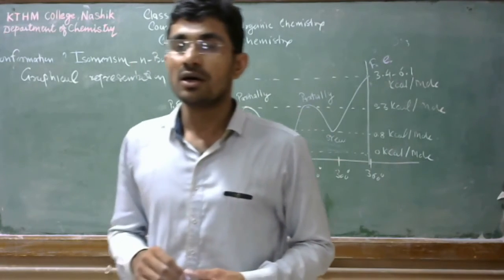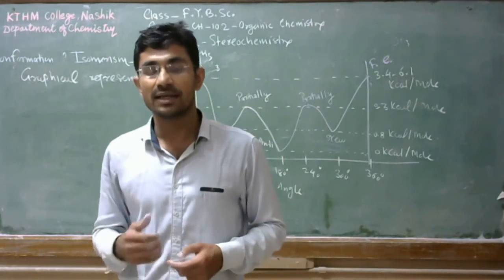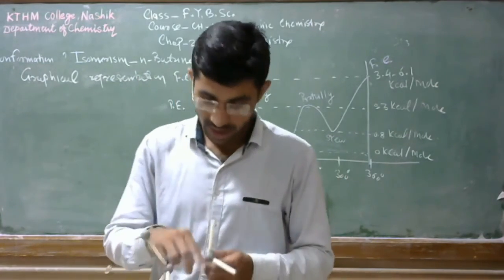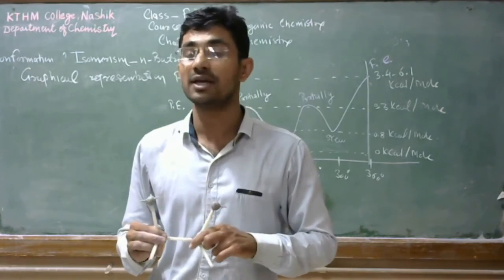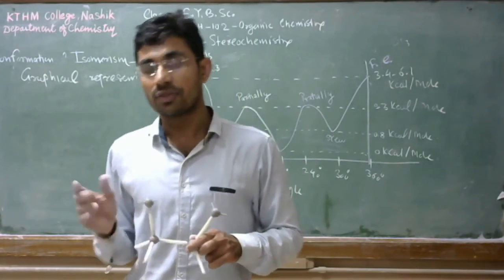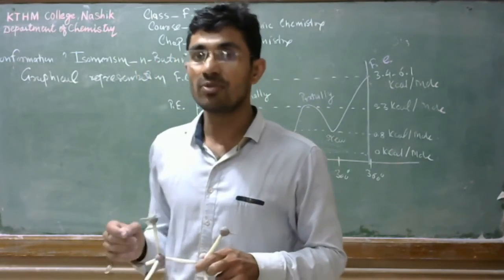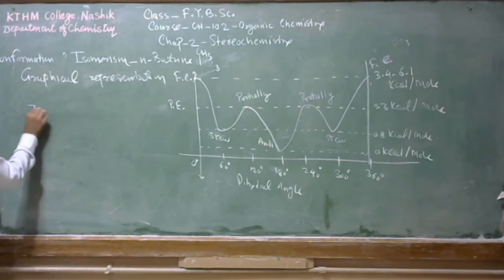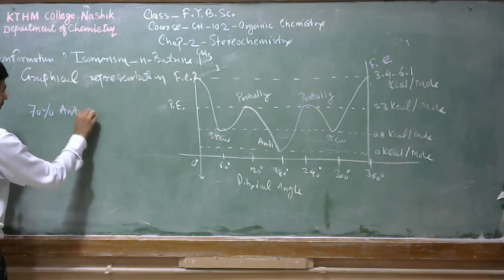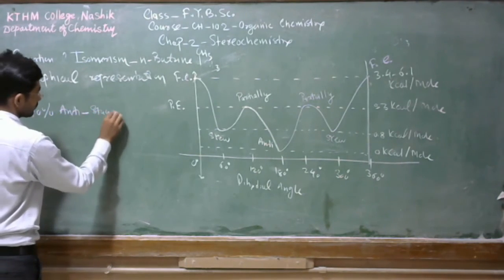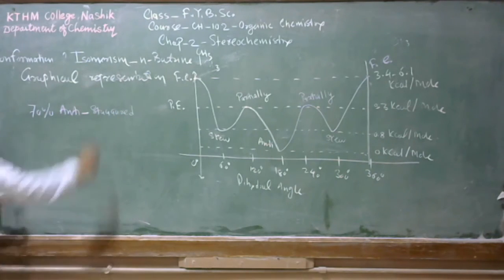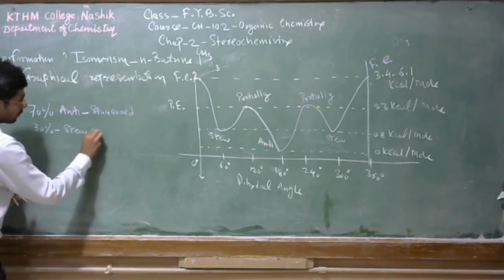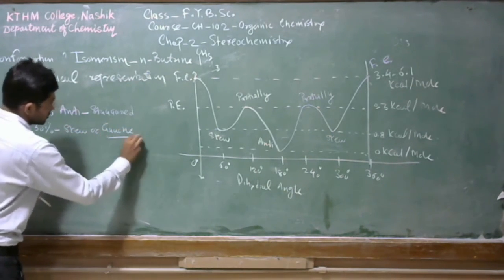From this graphical presentation we get the idea that in the n-butane molecule, the carbon-carbon single bond rotation is not entirely free. Also remember that our n-butane molecule exists 70% in anti or stagger conformation, and 30% in skew or gauche conformation.